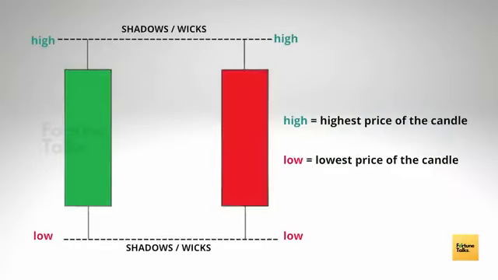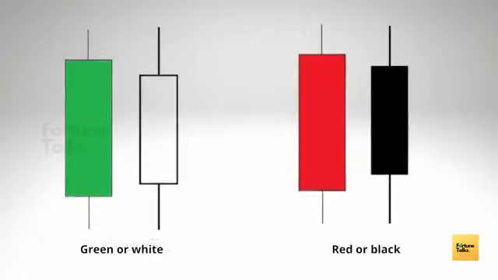The upper wick signifies the high of the period and the lower wick signifies the low of the period. The high is the highest price point of the candle at a particular time and the low is the lowest price point of the candle at a particular time, depending upon the time frame you are trading on. Candlesticks generally have two popular colors, green and red.